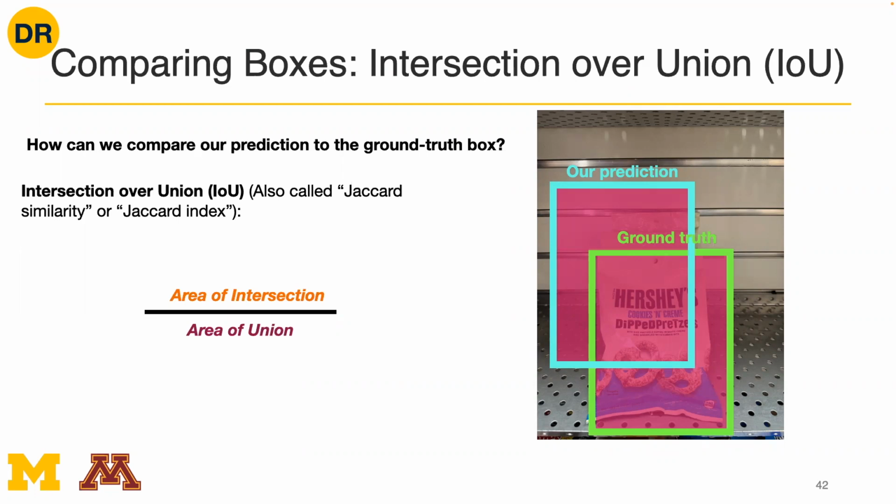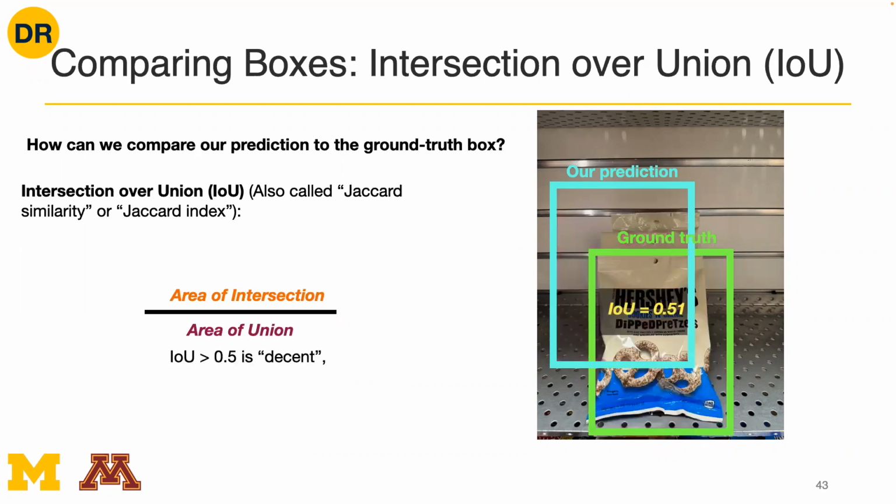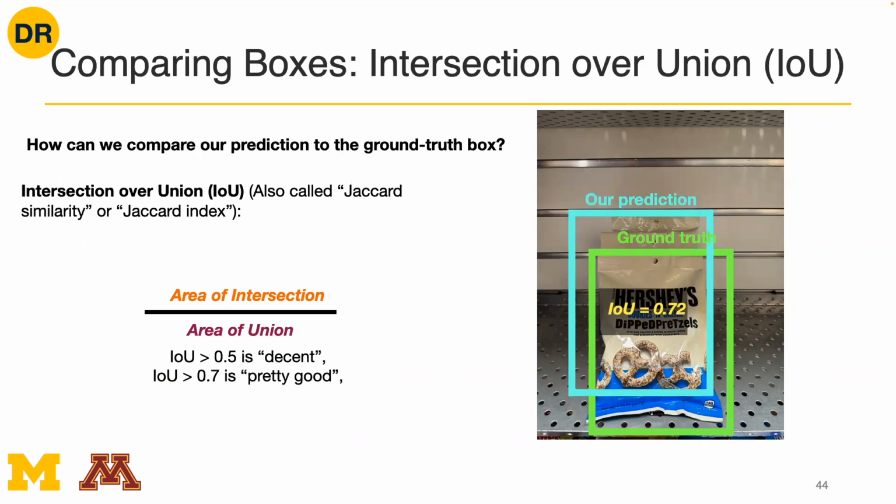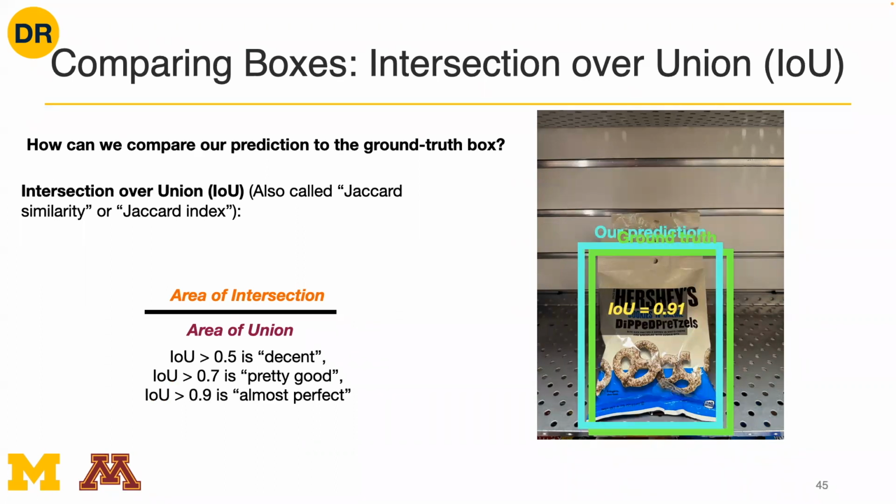Okay, what is a good number for IOU? Let's say your IOU is greater than 0.5, then I think your model is doing a pretty decent job. If it is above 0.7, I think it's doing a pretty good job. And if it is like 0.9, it's almost perfect and giving similar output as compared to your ground truth. Any questions so far?